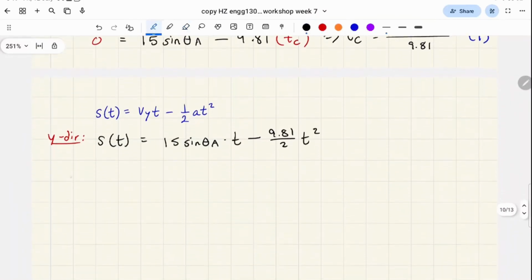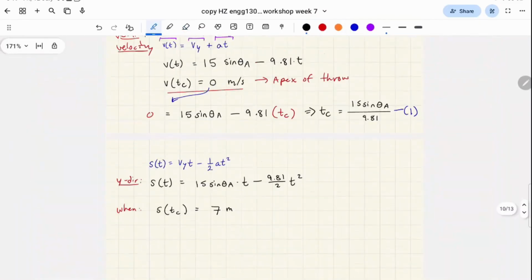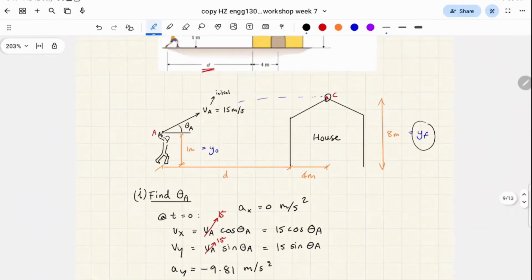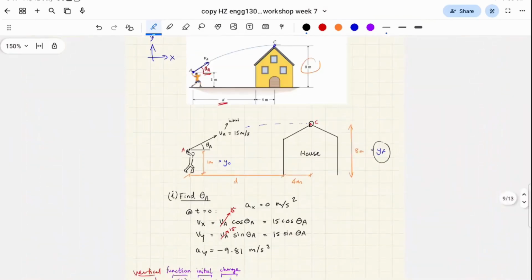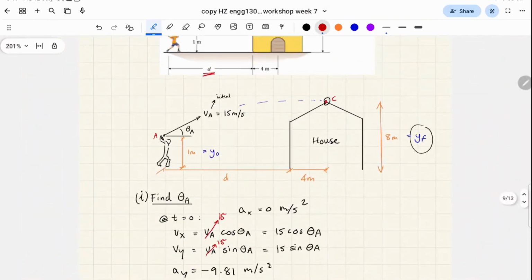Okay, so when you plug in Tc, we know that the displacement is 7 meters. So it's 7 meters above where it started, essentially. It gained the height of 7 meters.